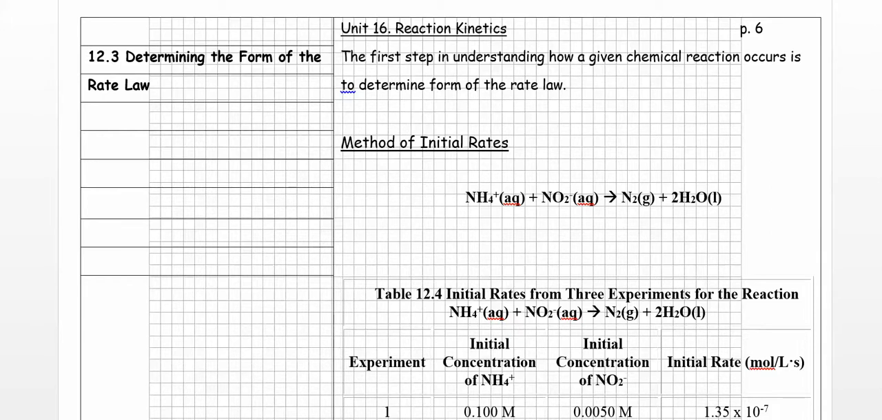All right, friends, let's take a look at Unit 16. This is the third installment of reaction kinetics. If you're following me in the Zoomed-All book, this is 12.3, determining the form of the rate law.